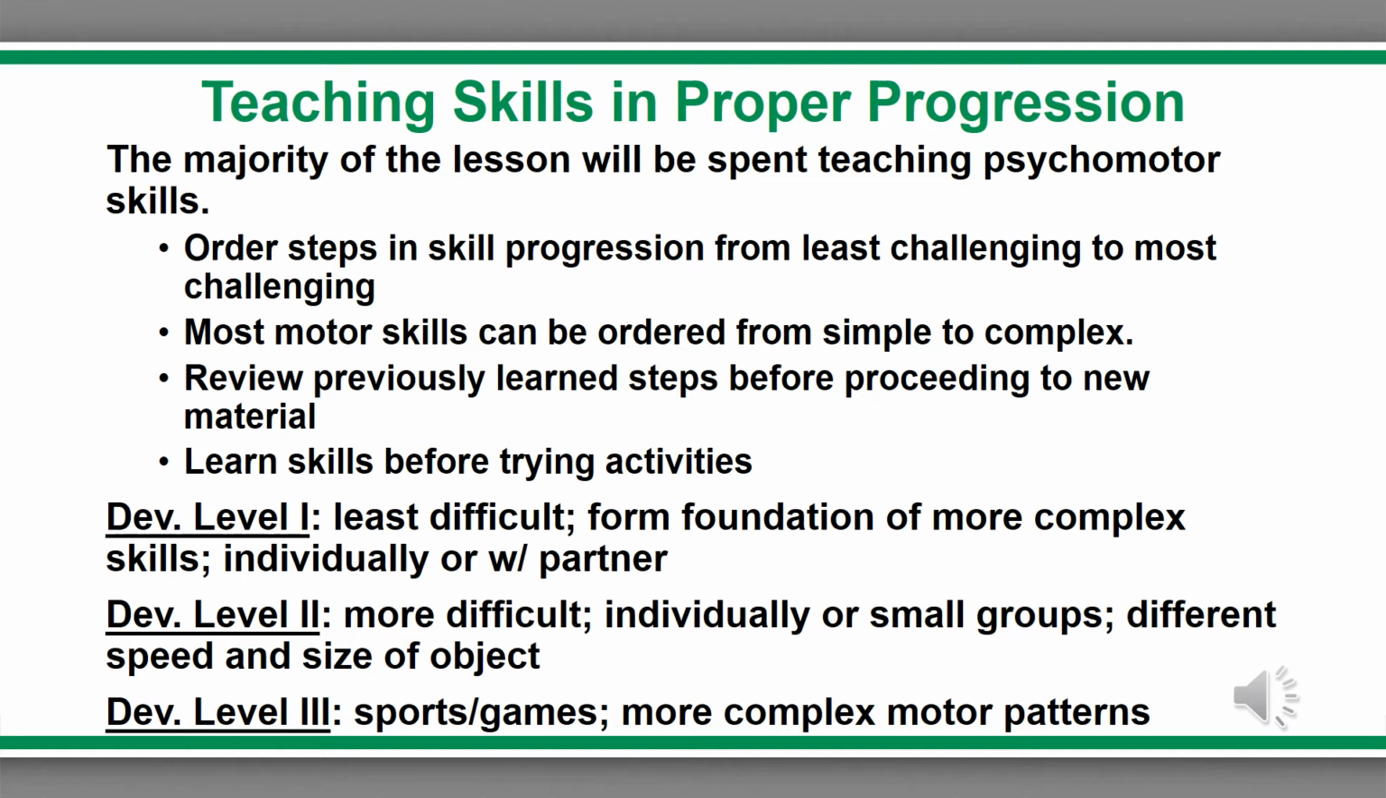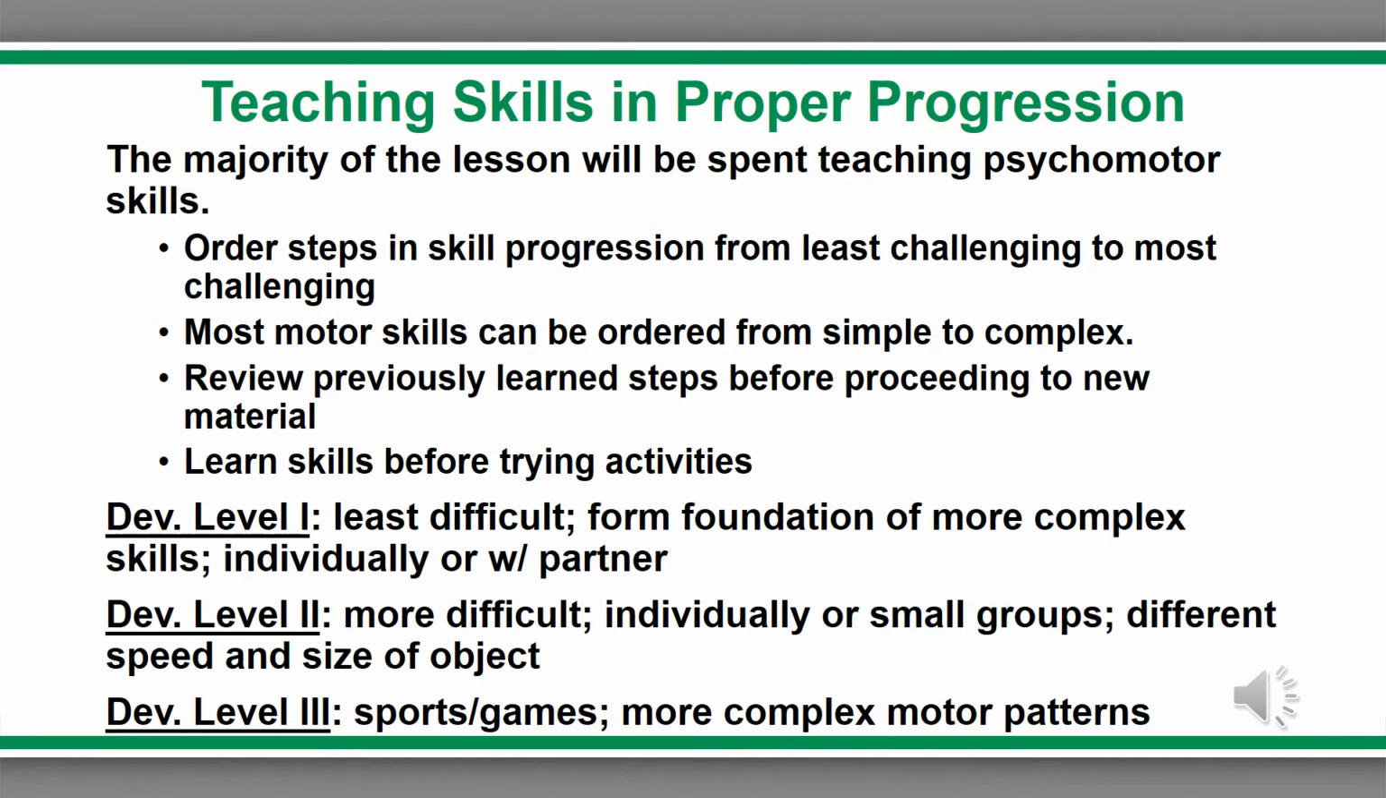So I kind of summarized table 5.2, which is on the next slide, but these are the main points I want you to know. For developmental level 1, the level of difficulty, I want you to know, developmental level 1 is the least difficult. Kindergartners through second graders. So the difficulty level is the least of all 3 developmental levels, and this is where you form the foundation so that they can learn the more complex skills later on.